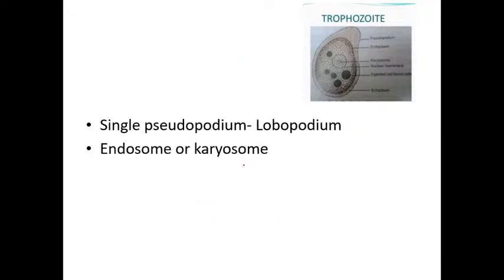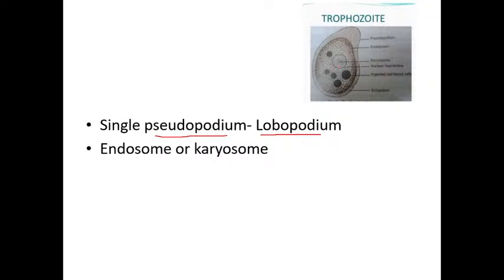Next is the pseudopodium, the locomotory structure found in Entamoeba. It is called lobopodium. Here you can see the endosome, or the karyosome, which is actually the centermost part of the nucleus.